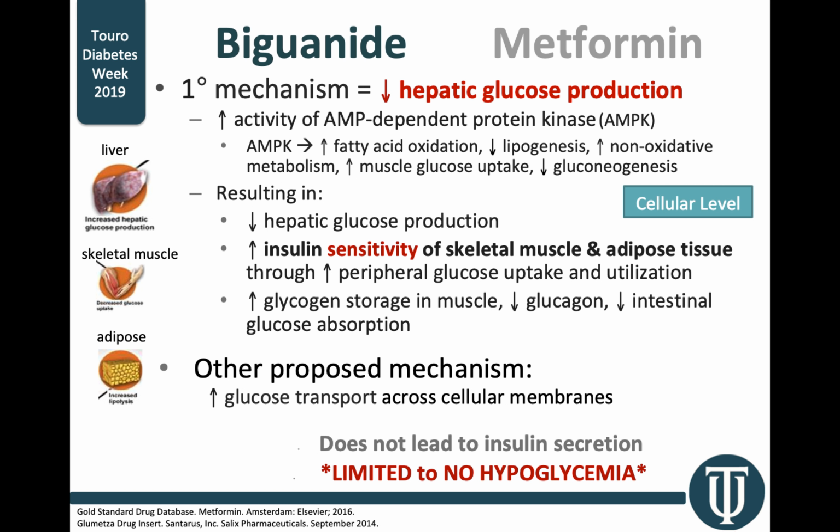We will have a lower glucagon level, and also there's lower intestinal glucose absorption. Other than that, metformin also acts on the cell membranes by having more glucose transported into the cell. That means there will be fewer glucose molecules floating around in the blood.